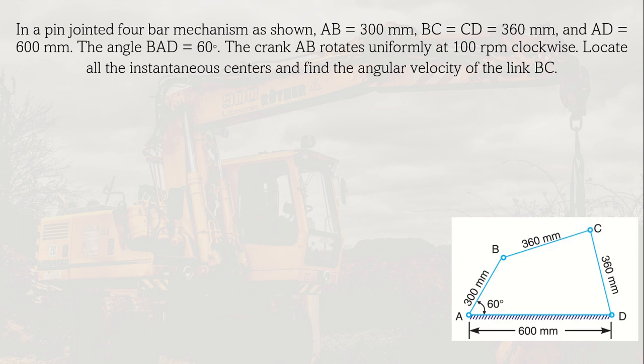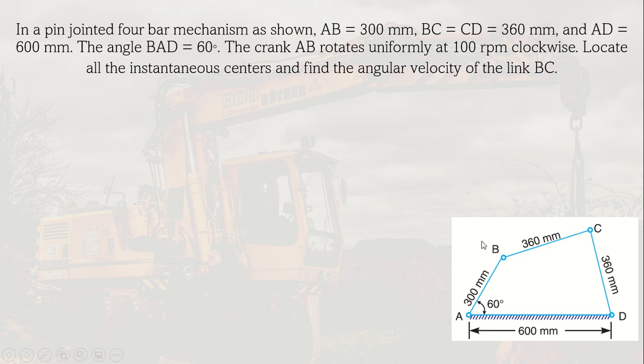We have a pin-jointed 4-bar mechanism wherein the length of AB is 300 millimeters, BC is 360, also the same with CD, 360 millimeters, and AD is 600 millimeters. The angle BAD, so this angle here, is 60 degrees. So if this angle is 60 degrees, the crank AB rotates uniformly at 100 RPM clockwise.